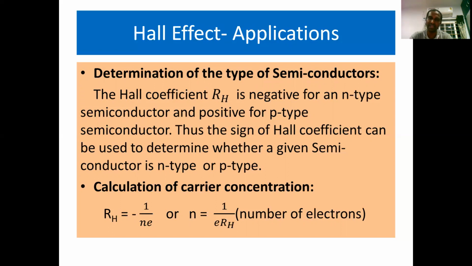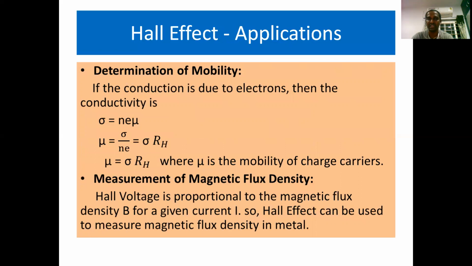And the second important application is calculation of carrier concentration. That means you can find out the majority charge carriers in an n-type or p-type semiconductor, respectively electrons and holes. If RH is equal to 1 by Ne, from that expression N is equal to 1 by E into RH. Here E is the charge of the charge carrier, RH is the Hall coefficient, and N is the number of charge carriers. If you know the values of the charge of the charge carrier and the Hall coefficient, very easily you can find out the carrier concentration.